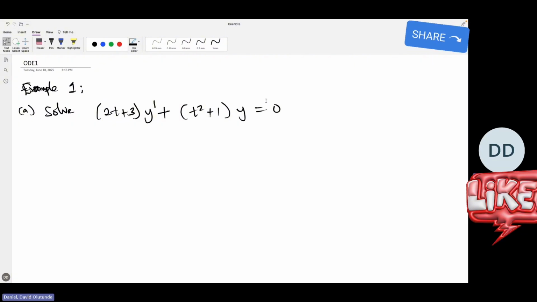Now, the first question I want to ask you is this. Looking at this problem, what kind of differential equation is it? Is it linear? Is it non-linear? What do you think? And what kind of order is it? Exactly. It is a first order linear differential equation. And why do you think it is linear? First order?